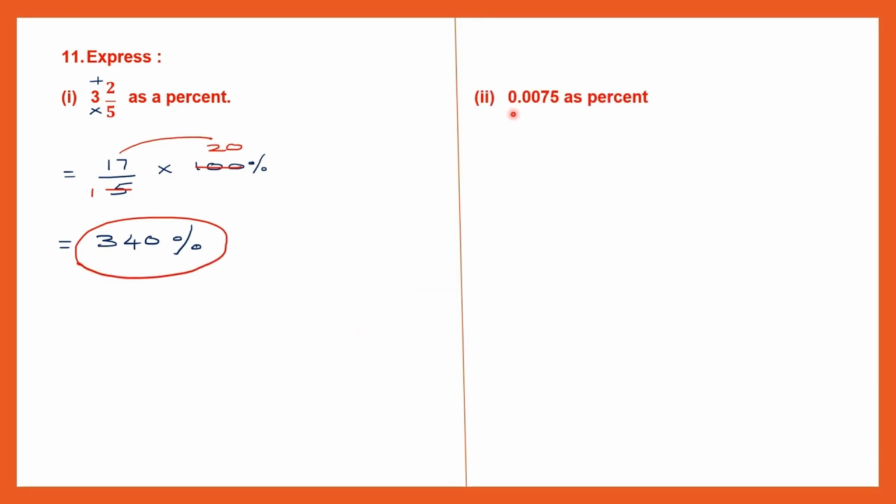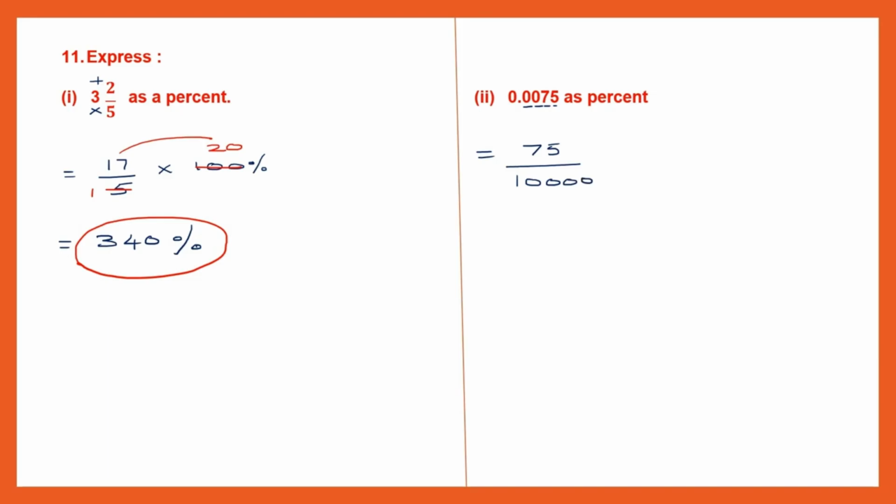Question 2. Here we have a decimal number which we have to express as a percent. So first step is we'll write this as a fraction. When you write this as a fraction, ignore the point and read the number. When you ignore the point, what's your number? 75. So this becomes 75. Now you must have a denominator starting with 1 followed by zeros. So count the number of decimal places. 1, 2, 3, 4. There are 4 decimal places. That means 4 zeros. That's 10,000. 75 by 10,000.